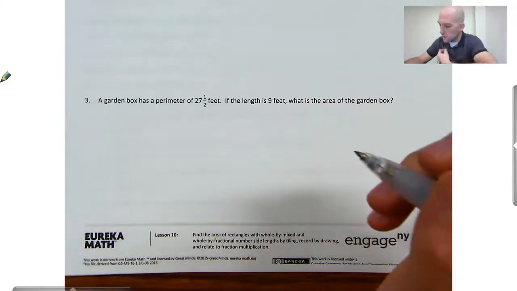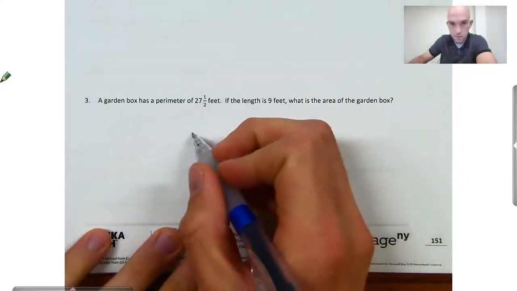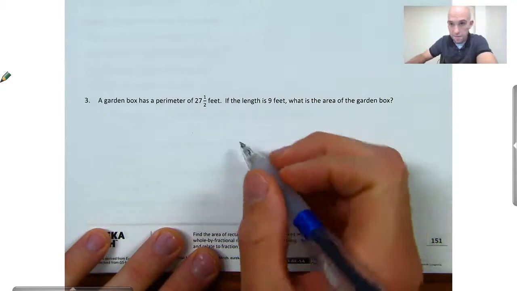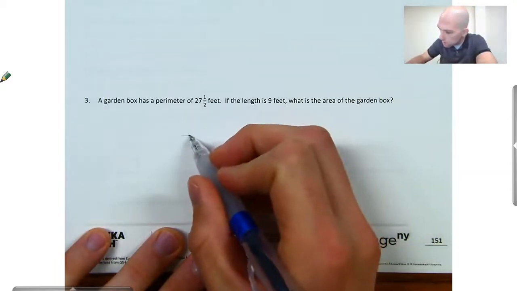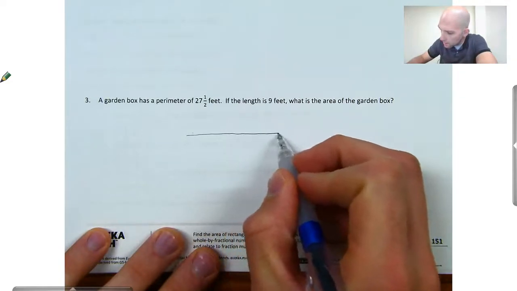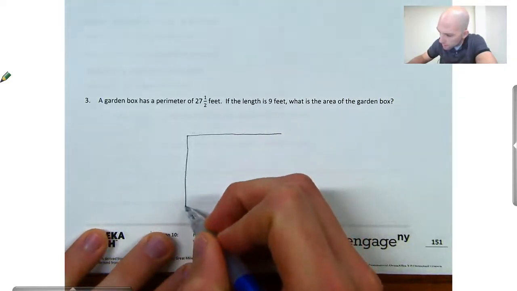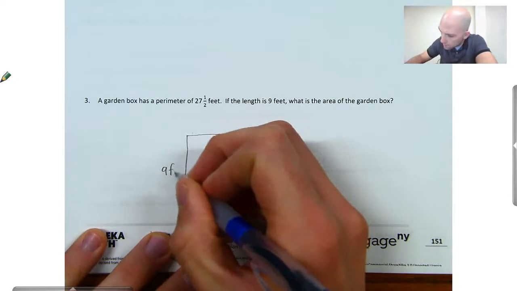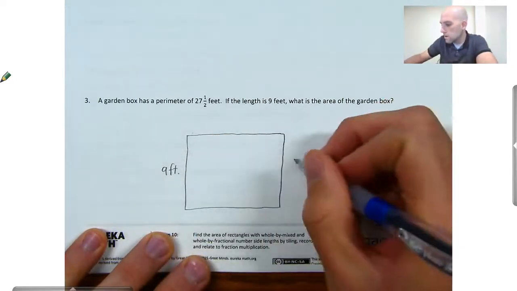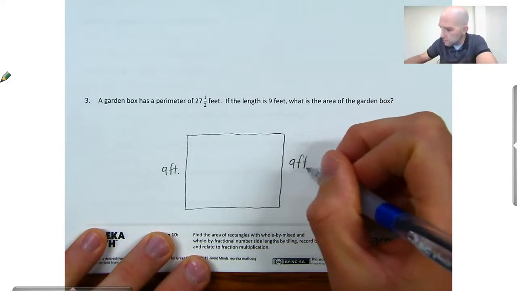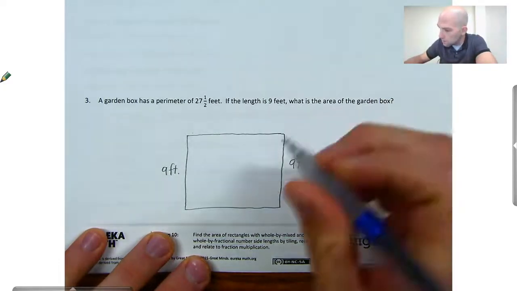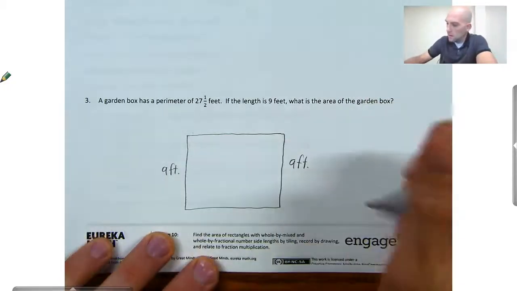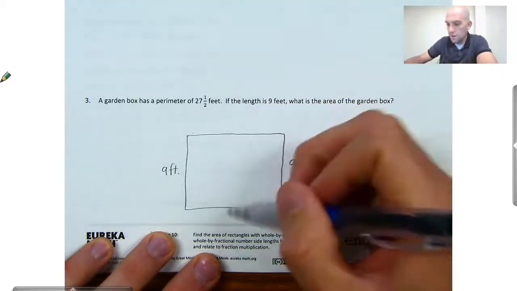So I'm going to draw a picture here of the garden box. And I know that has a perimeter of 27.5 feet. And I know its length is 9 feet. This is going to be 9 feet. And this is 9 feet. Because we're going to assume this is a rectangle. So we have 18 altogether. We need to figure out what these other 2 sides are.